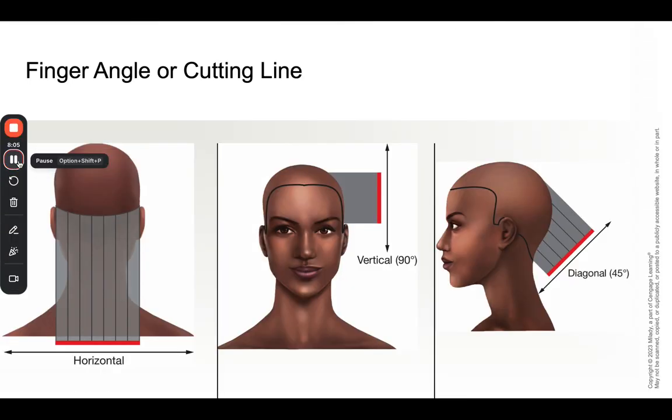So let's get into finger angle and cutting line. The finger angle is also known as the cutting line. It is the angle in which the fingers are held when cutting the line that creates the end shape. This is also known as the cutting position, the cutting angle, or the finger position. The finger angle can be horizontal, vertical, or diagonal, or degrees can be used to describe the finger angle in relation to the head.